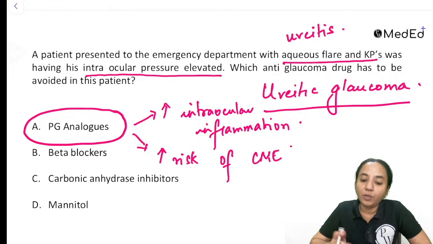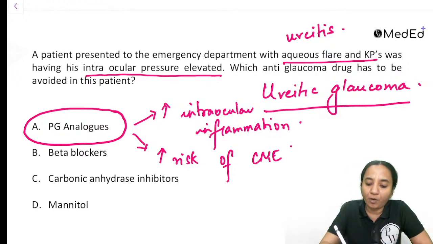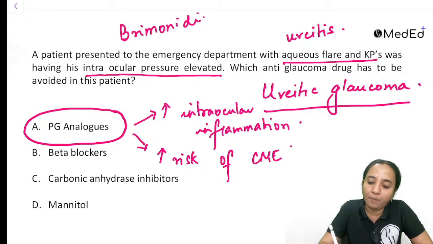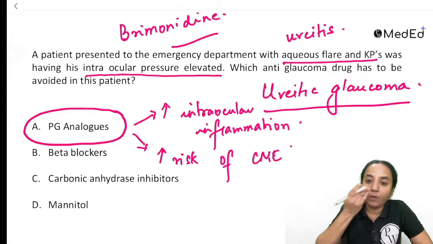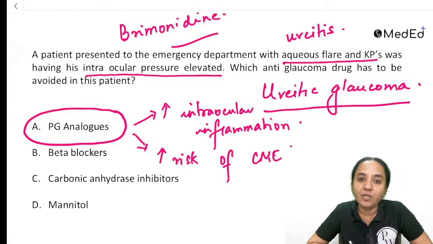Another class of drugs which is also avoided is the alpha receptor agonist, which means brimonidine. Brimonidine is also not to be given. It has the same two problems. Brimonidine also increases intraocular inflammation, and it also increases the risk of cystoid macular edema. So PG analogs are not to be given, and brimonidine is not to be given in case of uveitic glaucoma, and the others are okay.